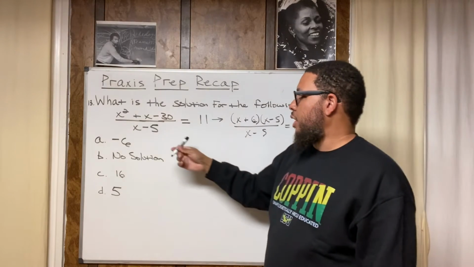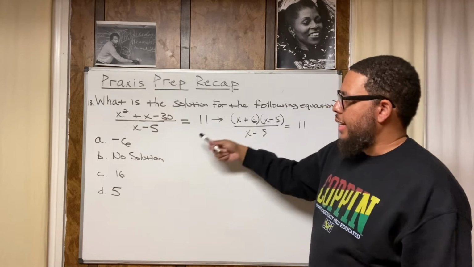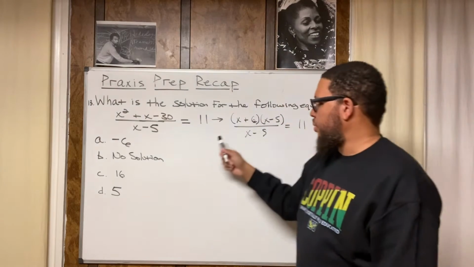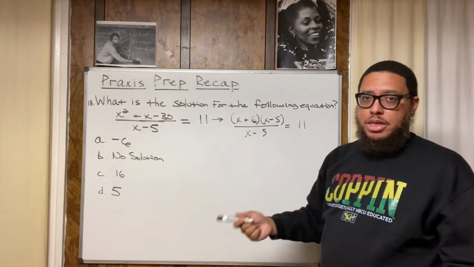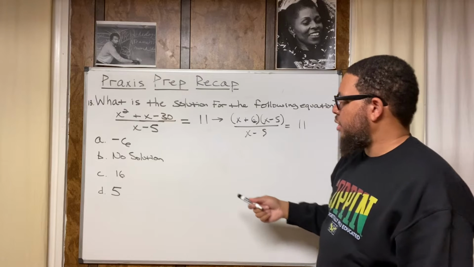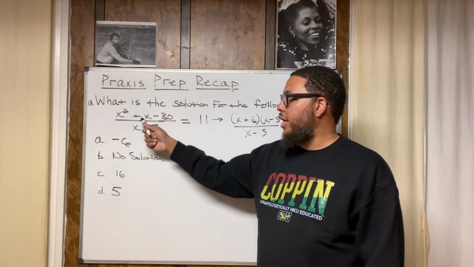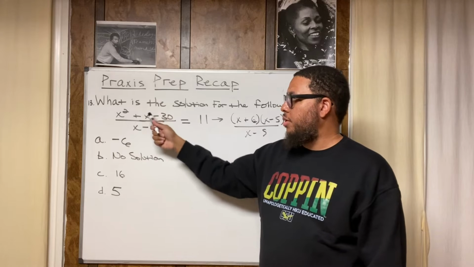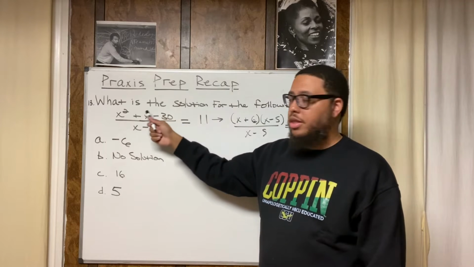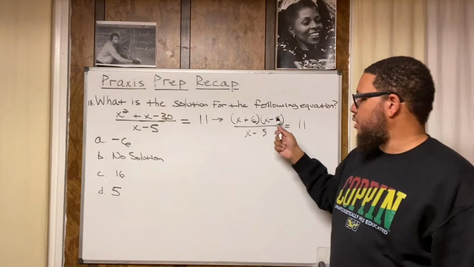But what we do is we say, okay, I'm gonna create 2 binomials. So I write the parentheses, and then I take the square root of x squared and I put x and x, because x times x is x squared. And then what I do is I look for 2 factors of negative 30 that also add up to the coefficient of this term. 2 factors of negative 30 that add up to positive 1. So those factors are positive 6 and negative 5.